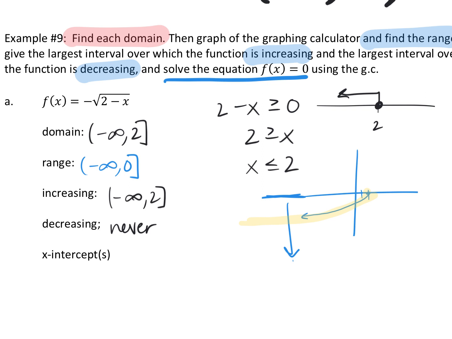Now to find our x-intercepts, we can do this by hand, and we can also do this by using our calculator. Let's do it by hand real quick first. If I want to find the x-intercept, I'm going to set the equation equal to 0, because that's my y value. So I've got 0 equals negative square root of 2 minus x.